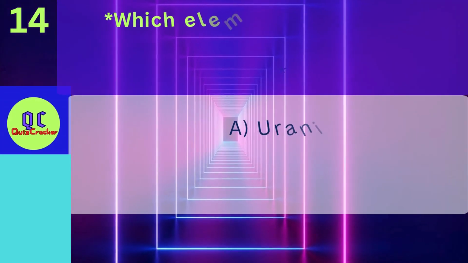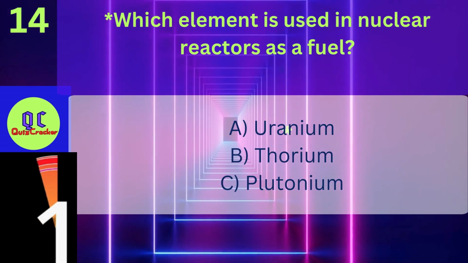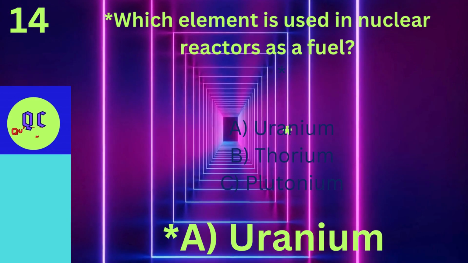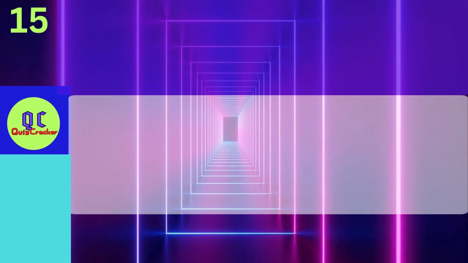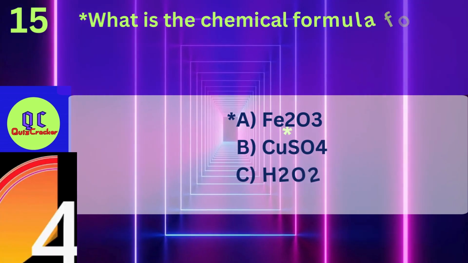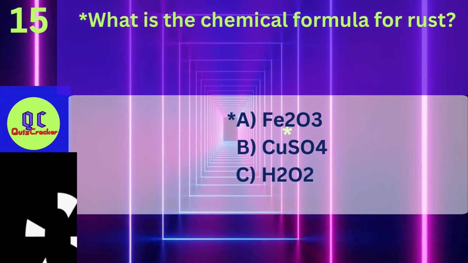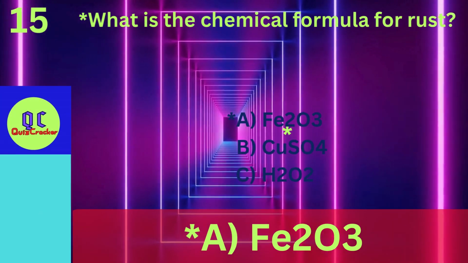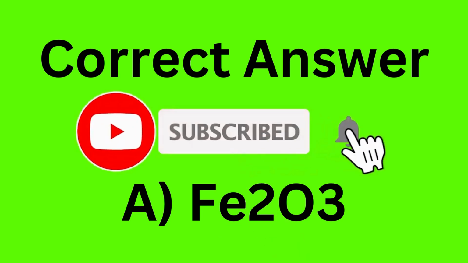Which element is used in nuclear reactors as a fuel? A. Uranium. B. Thorium. C. Plutonium. Correct answer, A. Uranium. What is the chemical formula for rust? A. Fe2O3. B. CuSO4. C. H2O2. Correct answer, A. Fe2O3.